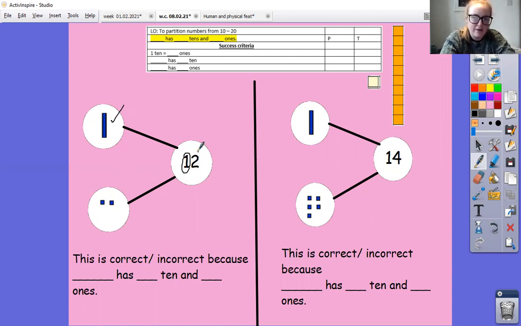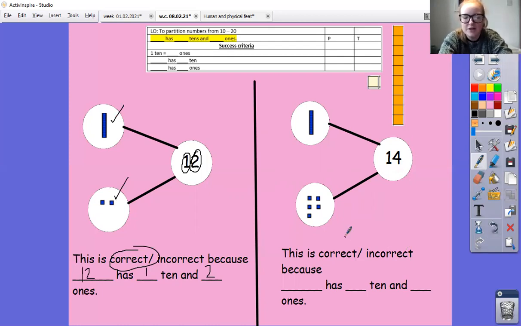And then my other part should have 2 ones. So let's have a look. My other part is here. Are these 1s or 10s? These are 1s. And how many are there? There is 1, 2. So this is correct. I know this is correct because 12 has 1 ten and 2 ones. I'd like you to pause your screen to have a go at this one for me and come back when you're ready to check.